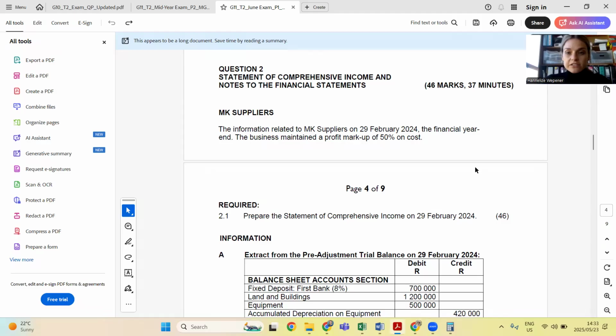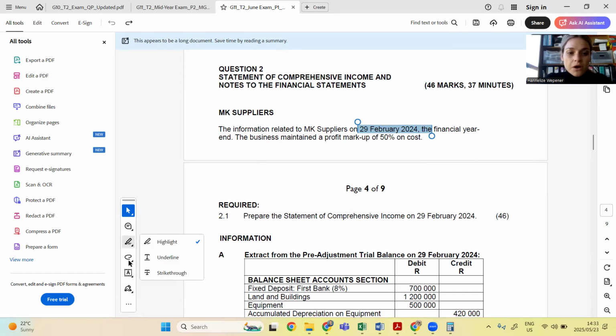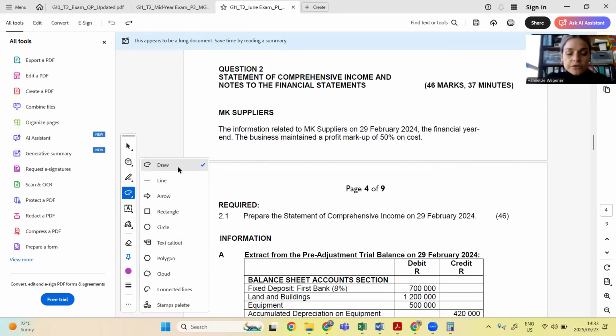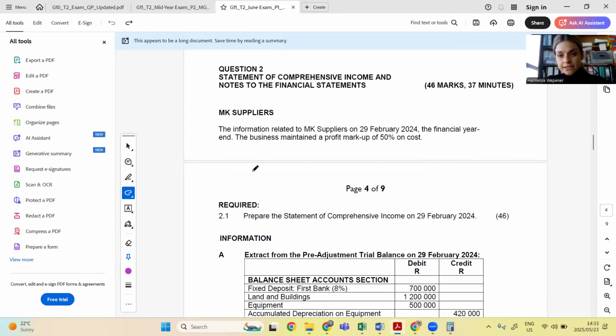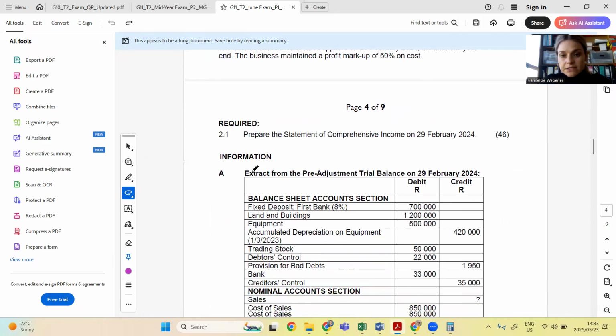Hi, grade 11s. We're just quickly going to have a look at the SOCI. We have to do the SOCI for the financial year ending 29 Feb 2024. It says that our profit markup is 50% on cost, and that is applied throughout unless stated otherwise in the individual adjustments.